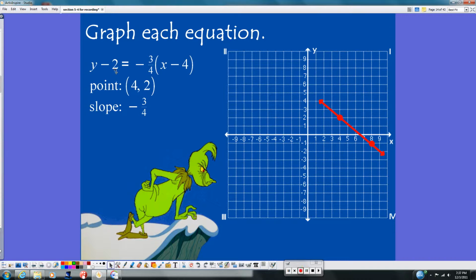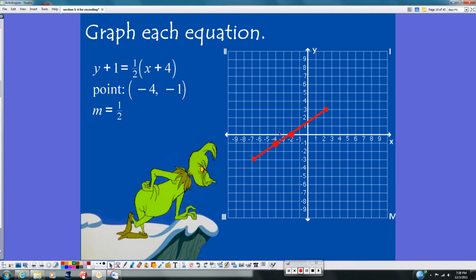We're graphing y minus 2 equals negative 3/4 times the quantity x minus 4. Our point is 4, 2, and our slope is negative 3/4. So we're going to put a dot on positive 4, 2, and our slope is negative 3, so we're going down 3 and over 4. This one, our point is negative 4, negative 1. We're going to put a dot there. Our slope is 1/2, so up 1 and over 2.